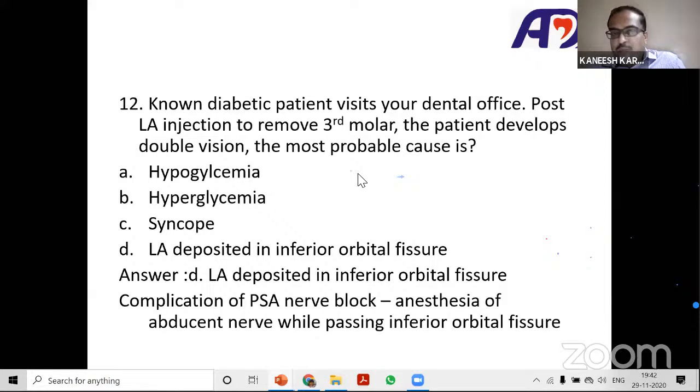Complications of PSA nerve block. So you should read the question more carefully and look for hidden words. Anesthesia of the abducent nerve while passing the inferior orbital fissure.